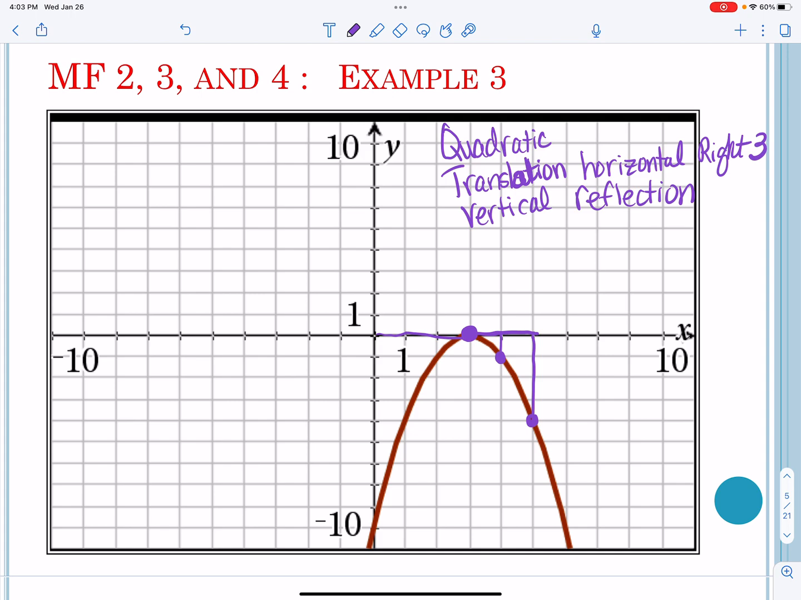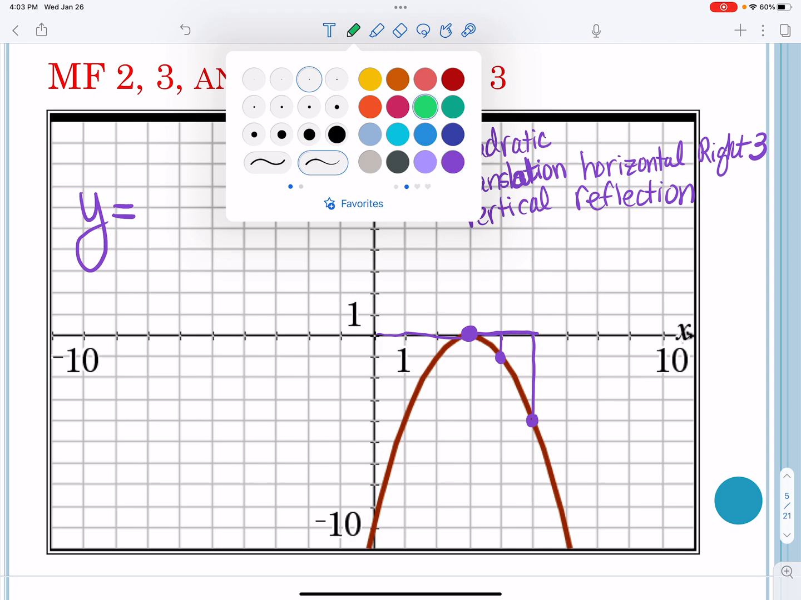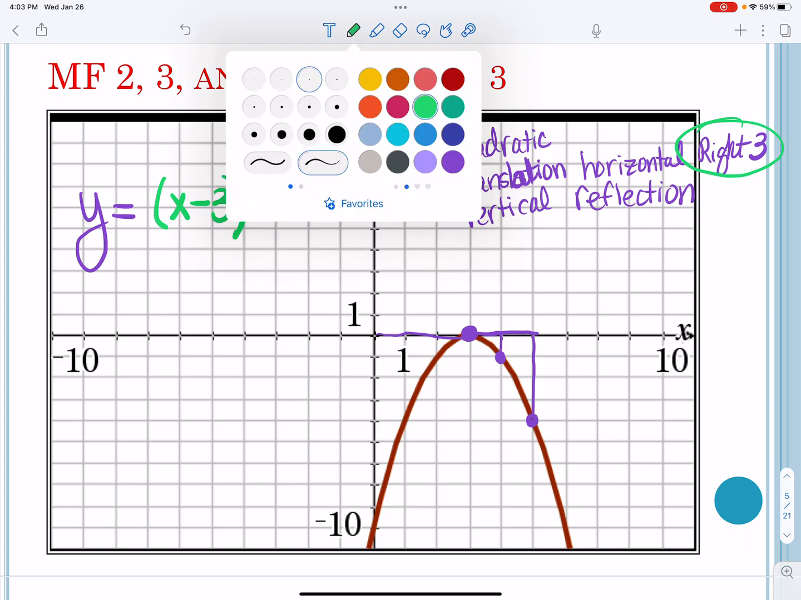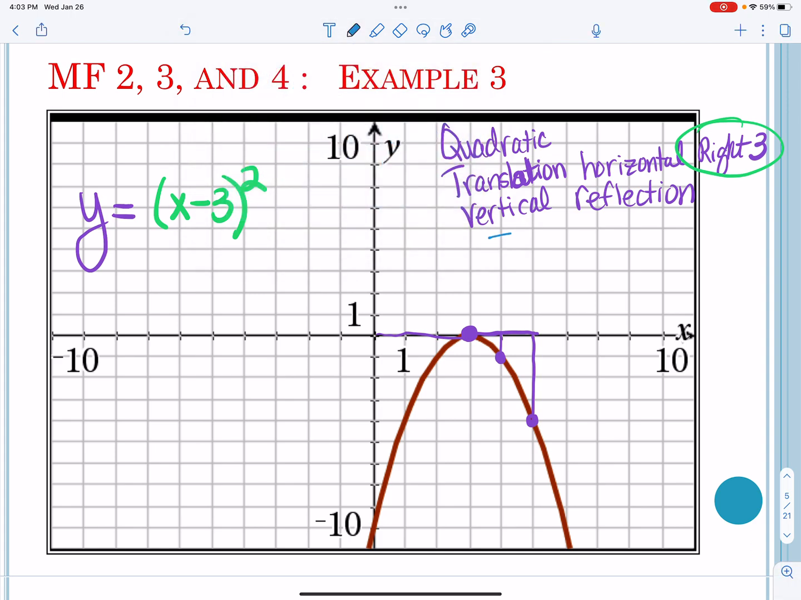Okay, so if I write the equation, I know it's a parabola and it's gone right 3. So since it's gone right 3, I'm going to do x minus 3 in parentheses squared, because it's going right 3, so you have to minus 3 inside. Now, if you look at your form and you look at what a vertical reflection does, that flips it down, so you have to put a negative sign outside. And that would be the equation.